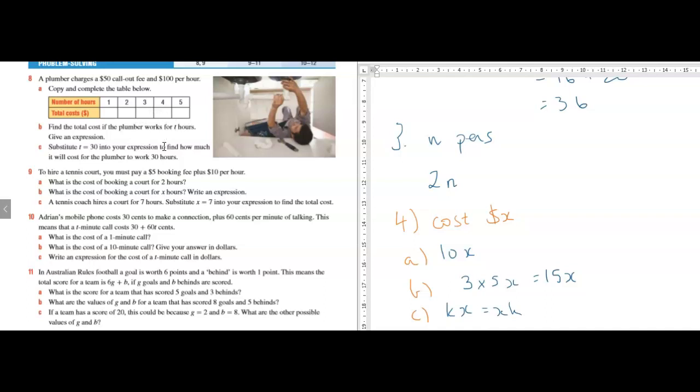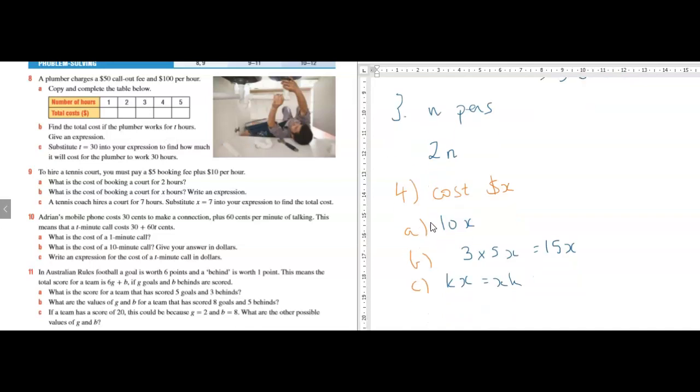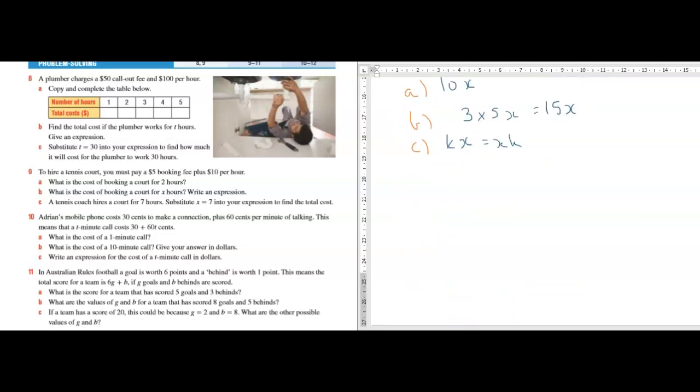Find the total cost if the plumber works for T hours. Give an expression. So let's just go down here. So it's going to be $50 call-out fee plus $100 per hour. So we don't know how many hours that is, but we represent that using T.